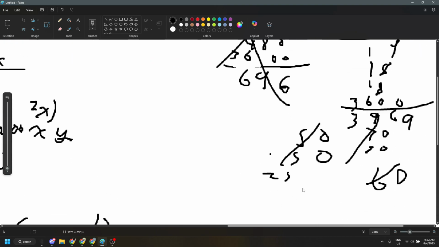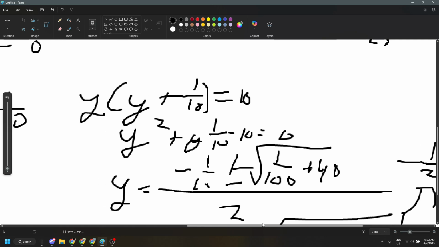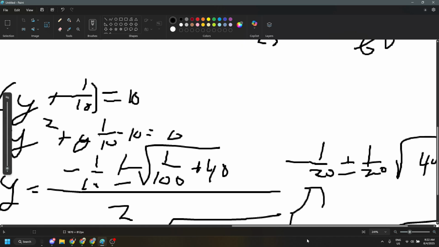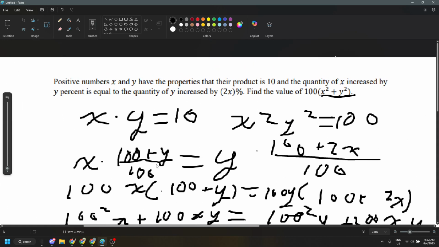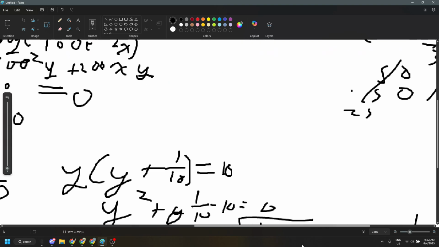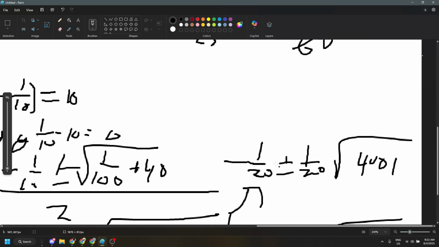Just how do I know which one it is? I mean, it can be either, is what this is saying, right? Oh, it's positive. So it has to be plus.